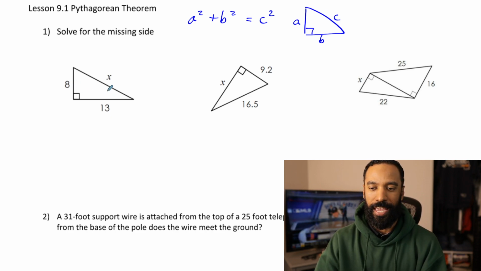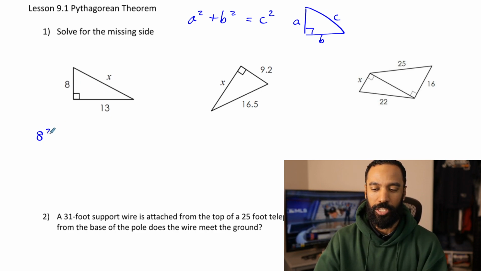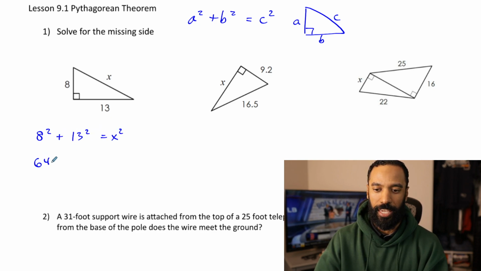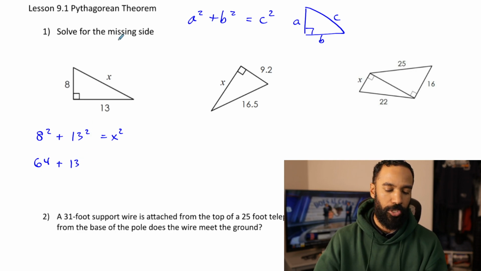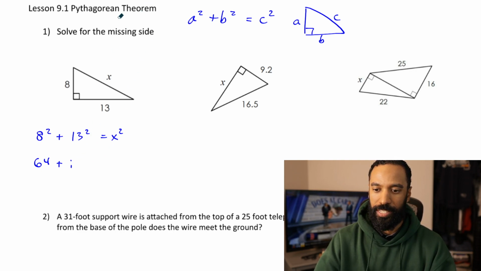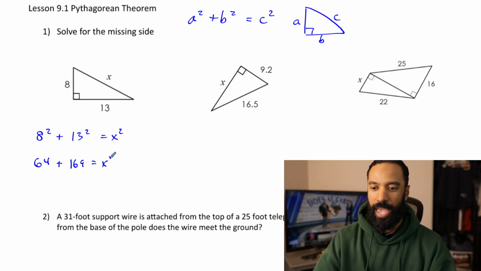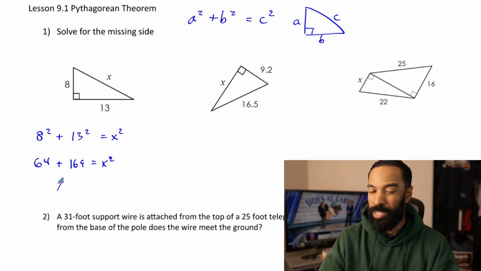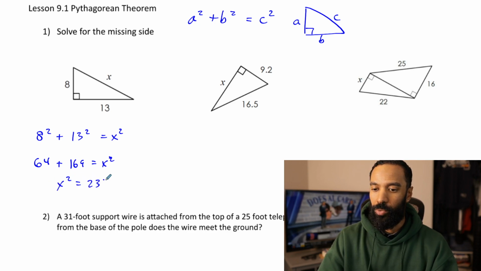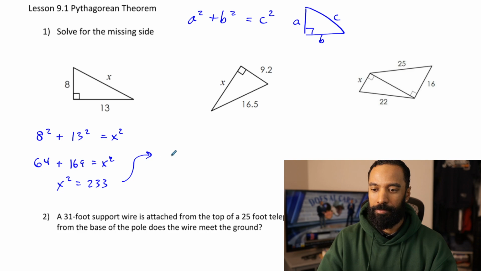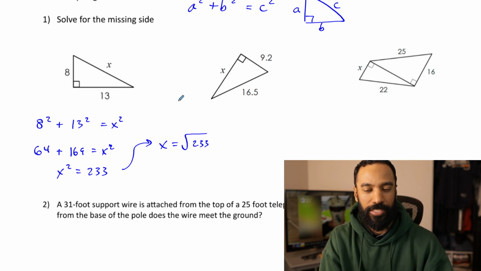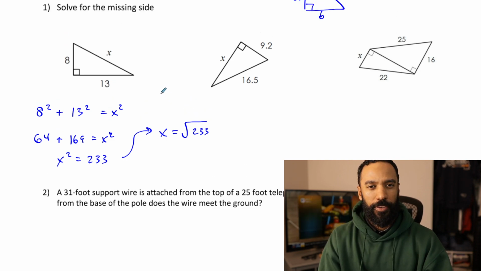If I have legs of 8 and 13, I need to find the hypotenuse x. My setup is 8 squared plus 13 squared equals x squared. Already feeling like I may need the calculator. 13 squared is 169. Now combine like terms, add these together, and we get 233. I don't know if that has any sort of perfect square factors in it.